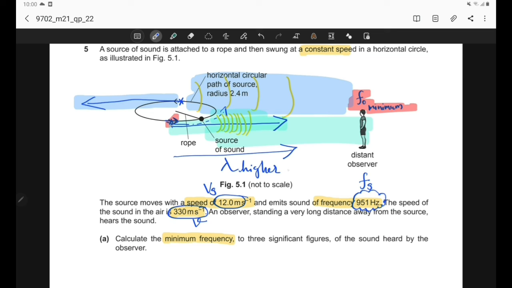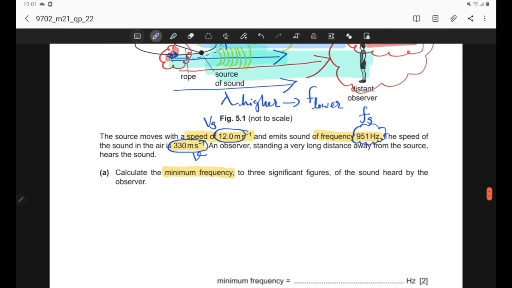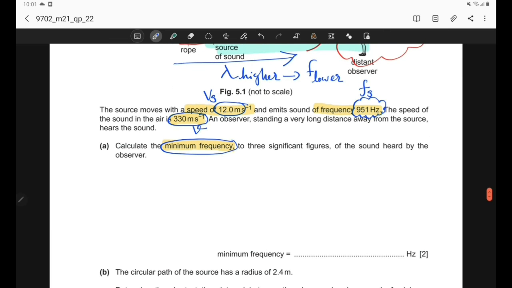When the wavelength is higher, the frequency will be lower because they are inversely proportional. So in this particular case, the observer can hear the lowest frequency or minimum frequency when the source is moving away from him, because he hears the sound with greater wavelength and hence least frequency. So we can understand that this minimum frequency is possible when the source is receding.